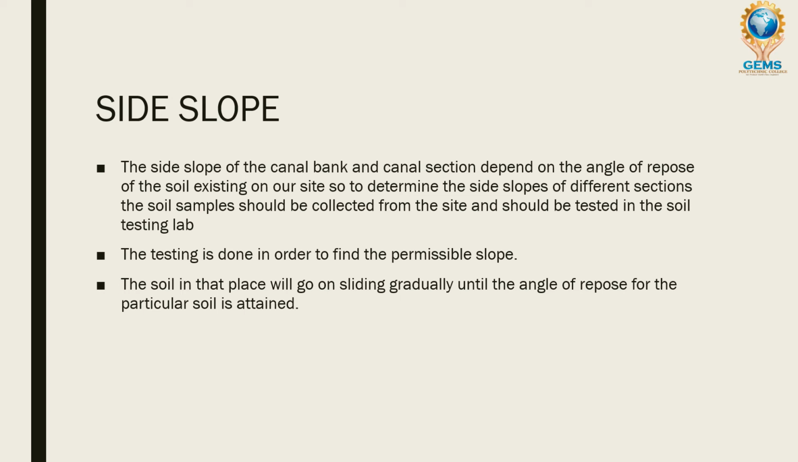The third point: the soil in that place will keep sliding gradually until the angle of repose for that particular soil is reached. So the point concludes, as I said in the previous point. If there is a perfect soil condition, you can construct the slope at the perfect angle of repose, in such a way that it does not allow your canal bank to fail. So you have to go and test the soil in the lab to decide the slope at which you are going to construct the canal bank.